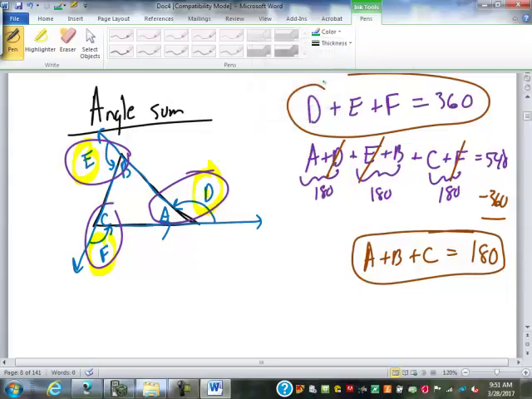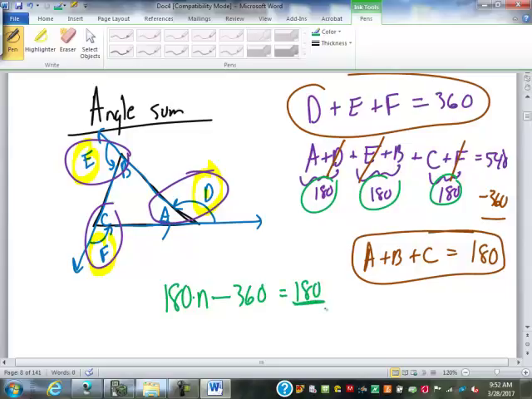What that amounts to here is, you'll notice I've had 1, 2, 3 180s. That's just my number of quarters. So n times 180, or 180 times n. And I subtracted 360 degrees from it. That gave me the 180 here. For any figure, though, that's my angle sum.